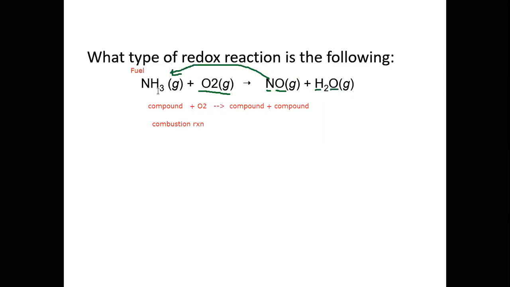So when we combust ammonia, we get oxides of ammonia. And since this is a combustion reaction, we know that the ammonia, which is the fuel, is going to be the reducing agent, because the fuel is always the reducing agent in a combustion reaction. And so that tells you that something in the reducing agent gets oxidized, and it's always going to be the non-hydrogen component. So nitrogen is oxidized.